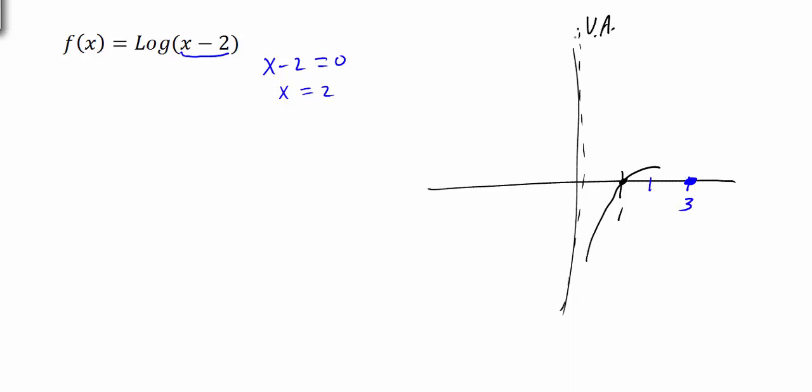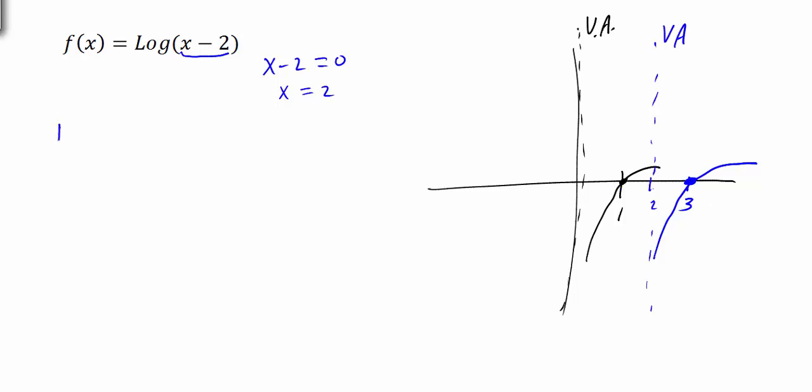Now, what happens to the vertical asymptote? Well, it's also going to move 2 units to the right, so the vertical asymptote is now going to be at x equals 2. So this is the new vertical asymptote. So your graph is going to look basically like this. It's going to be the same shape, it's just going to move over 2 units to the right.